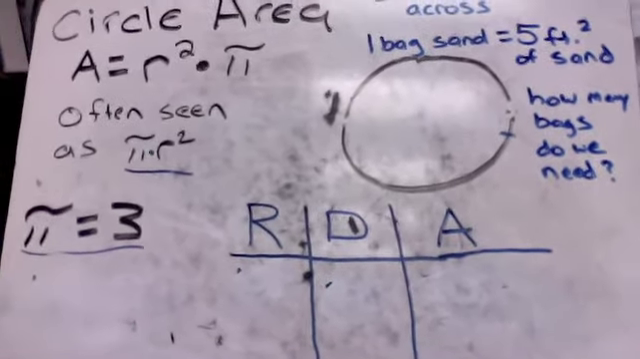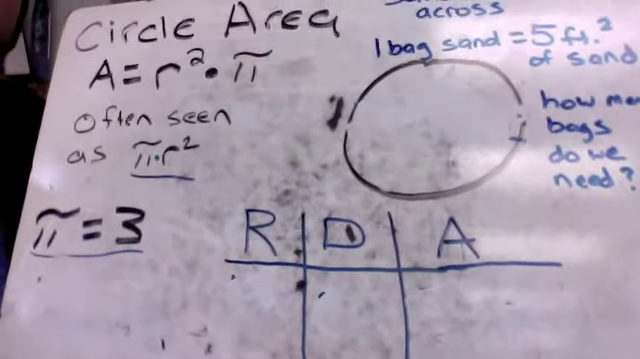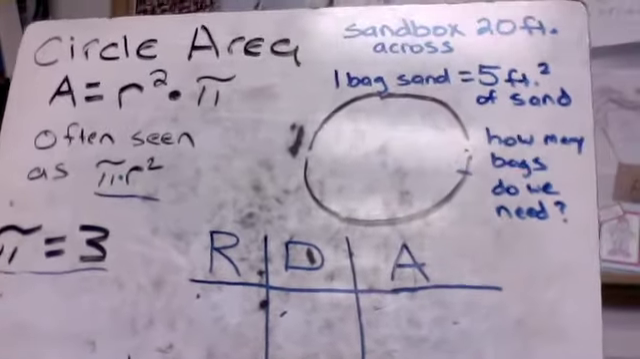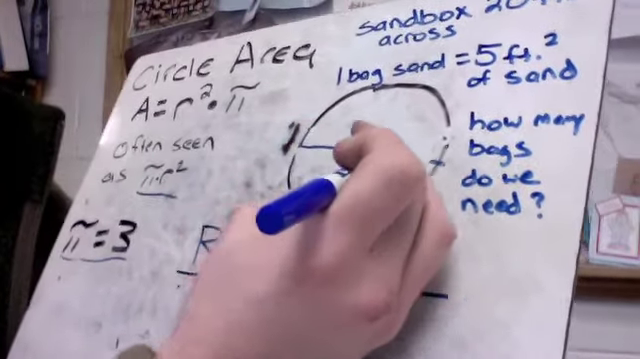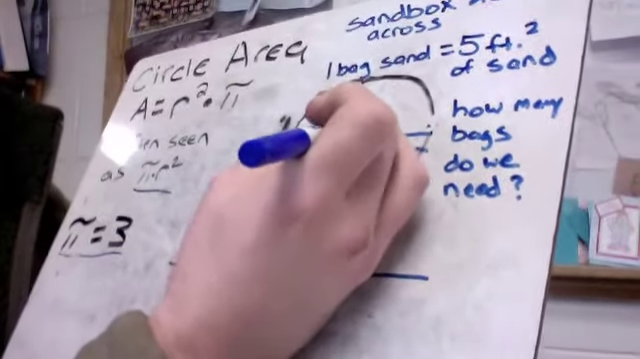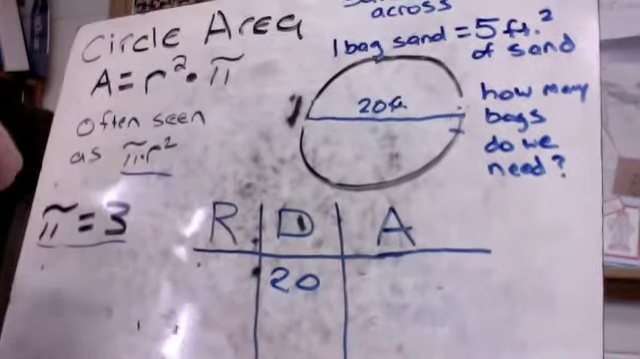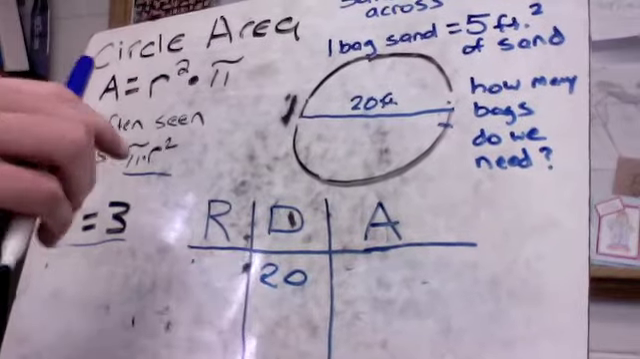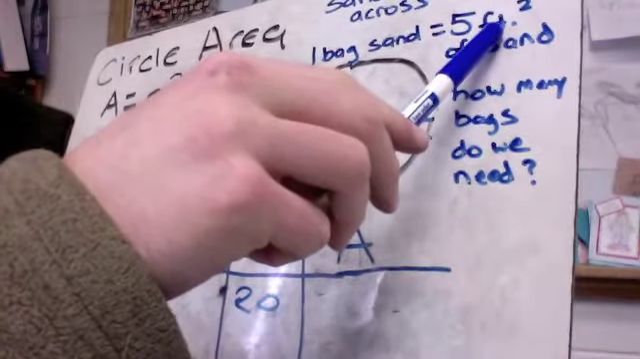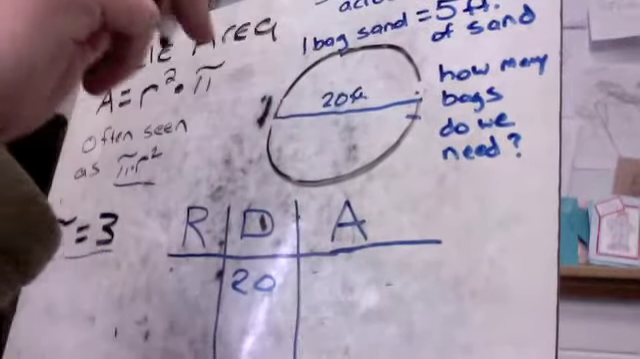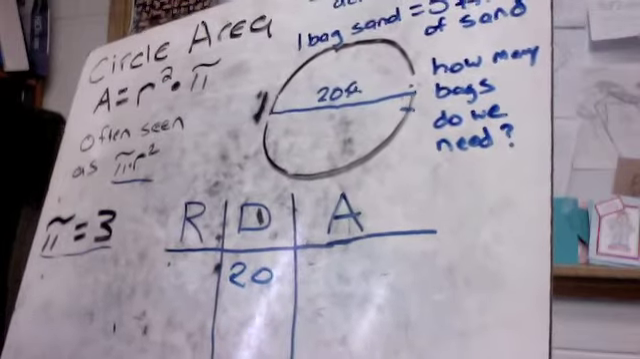All right, last question I'll present to you here before you get started on your own. If we have a circular sandbox that is 20 feet across, okay, so all the way across 20 feet, and that 20 feet would indicate the diameter because it's all the way across. And I have bags of sand that take up 5 square feet. So every bag of sand can fill 5 square feet of the sandbox. I want to know how many bags we need.